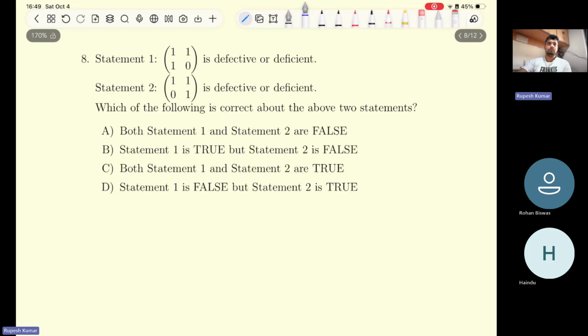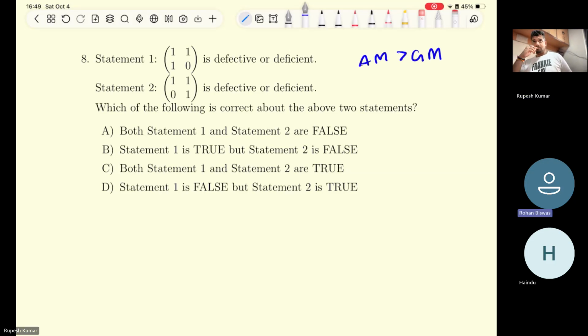Statement question number 8. You are informed that the first matrix, 1 1 1 1, is defective, and the second one is defective, and we have to check which one is true, right? So what do you mean by defective? A defective matrix is a matrix where AM is greater than GM, right? It cannot be diagonalized, that's the question. Okay.